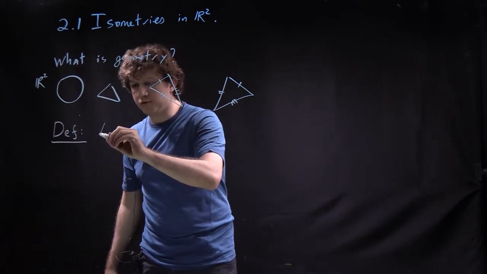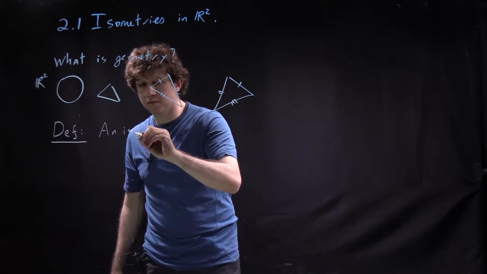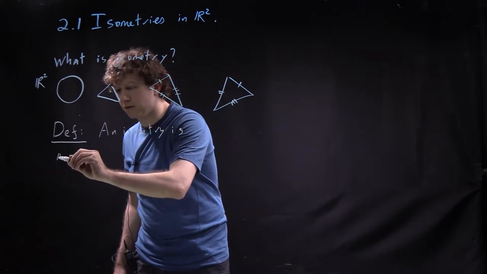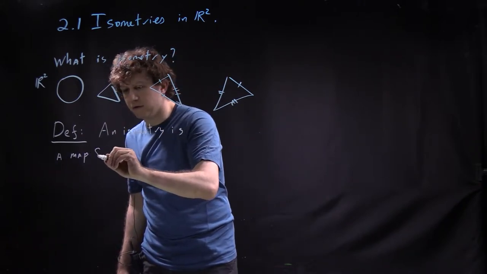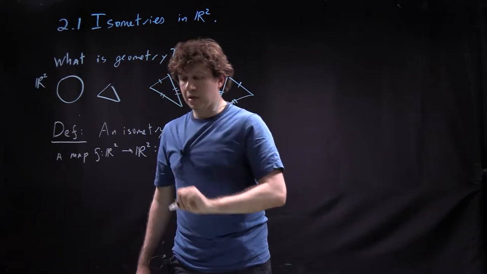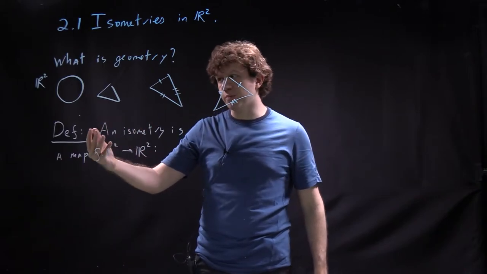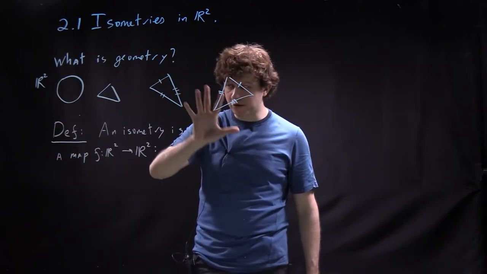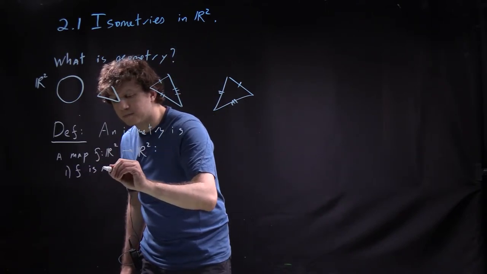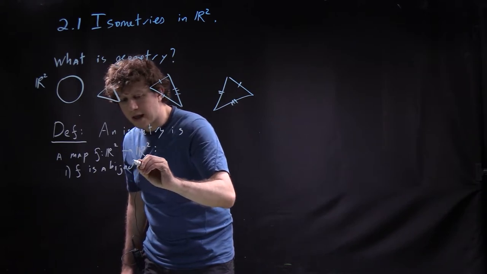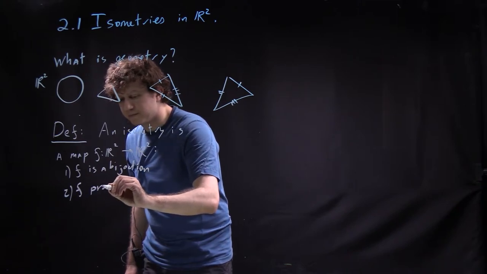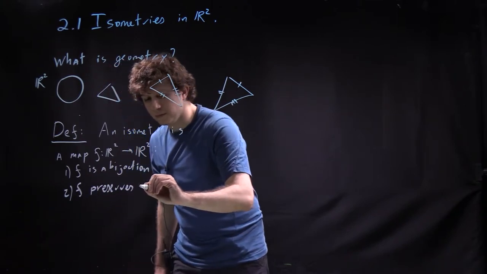Definition. An isometry is a map F from R2 to R2 such that... So an isometry is, people say, a transformation, a map, a function from the plane to the plane, which has the following two properties. First, F is a bijection. And that's clear. And second, F preserves distances.